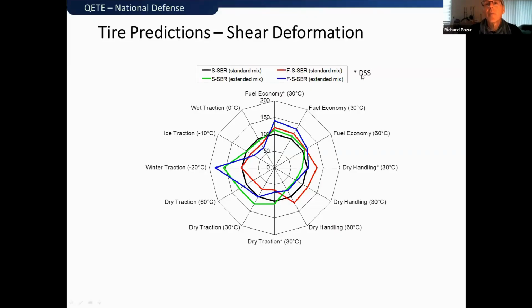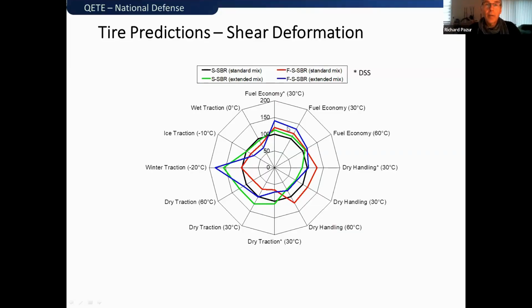So the data we get from the double strain sweep is with the asterisks. So we have the fuel economy up here, we have dry handling over here, and we have dry traction down here. So what I'd like to compare is double strain sweep to temperature sweep, for example. So the fuel economy is showing good comparison between the two. Fuel economy here, this is the temperature sweep. And you can see, for example, for the functionalized SSBR, numbers are looking quite similar. So that's very good to see.